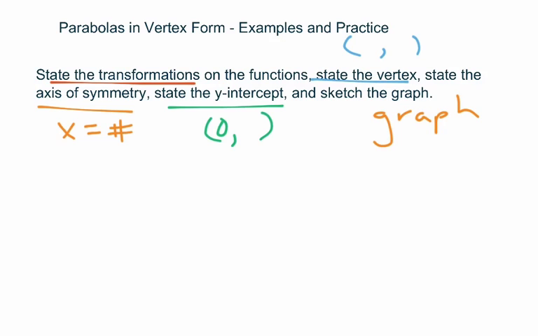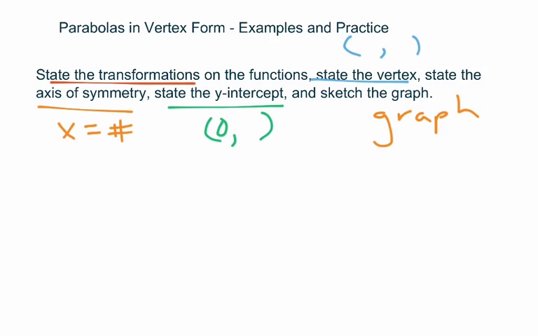I will say that it's not necessarily the best form to go in order. So if you've got multiple things that you're looking for, you might find that it's easier to state the vertex, then state the axis of symmetry, then do the transformations. Or maybe the transformations, vertex, maybe you do want to do it in order. It's really up to you.